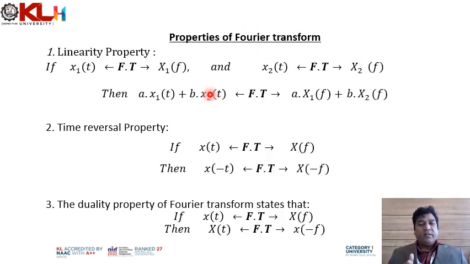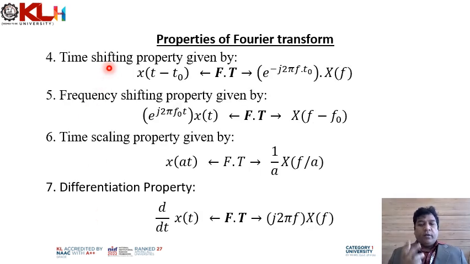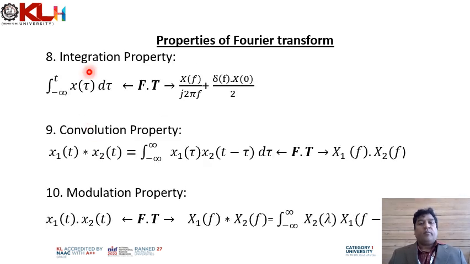Now here we have listed the various properties of the Fourier transform: linearity property, time reversal property, duality property. We are also listing the time shifting property, the frequency shifting property, the time scaling property, and differentiation property. And here some other properties: the integration property, convolution property, and modulation property.